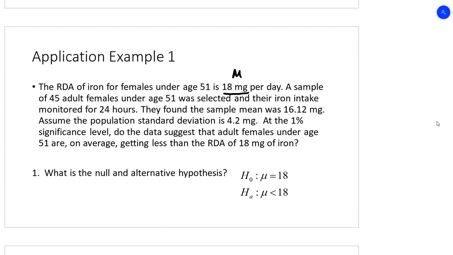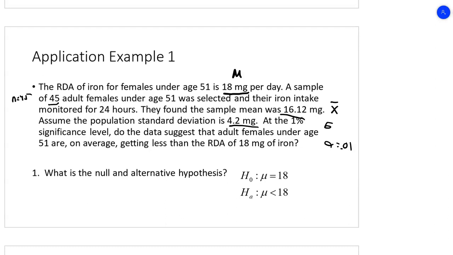Sample of 45 adult females, so that's the number in my sample. That's n equals 45. They were selected. Their iron intake was monitored for 24 hours. 24 is nice, but it's not really part of the problem, at least what I need. They found a sample mean was 16.12, so that's my sample mean. Assume the population standard deviation is 4.2 milligrams at the 1% significance level. So this is pretty strict. Do the data suggest that adult females under age 51 are getting less than the RDA of 18?